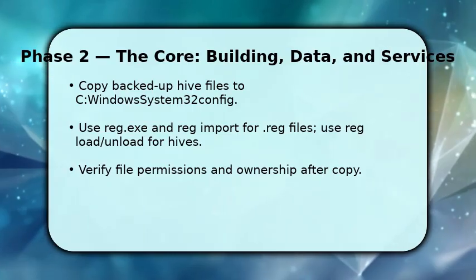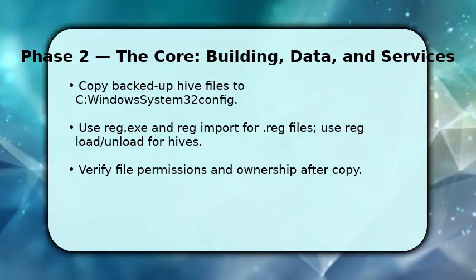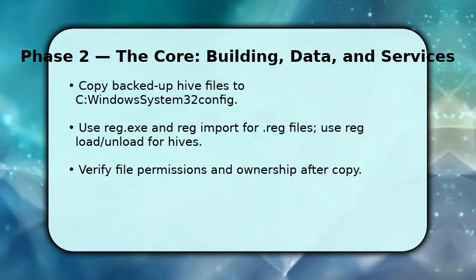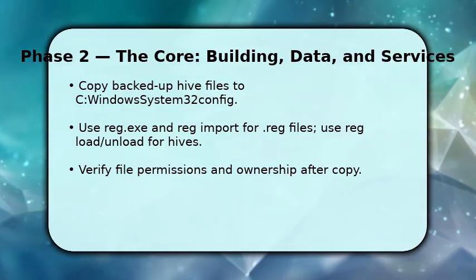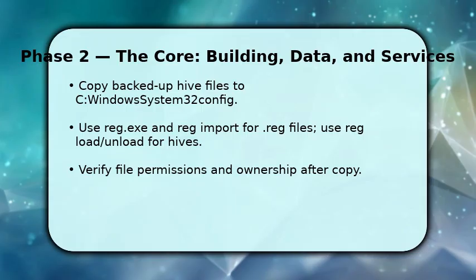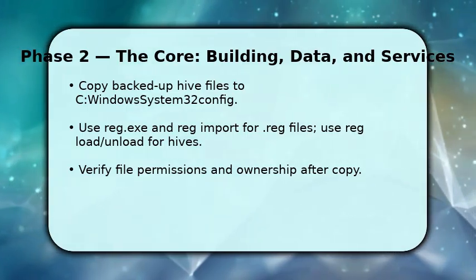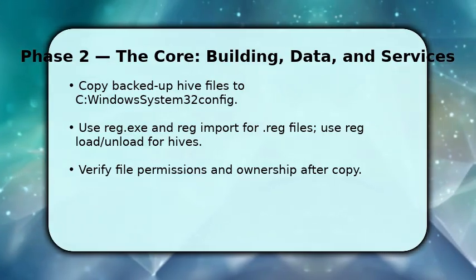Once the hives are accessible, copy your backed up files, SAM, security, software, default, and system, into C:\windows\system32\config. Make sure to rename originals with old extensions so you can revert. Then, use reg load HKLM\temp-hive-path or reg import mybackup.reg for registry exports. This applies settings safely.